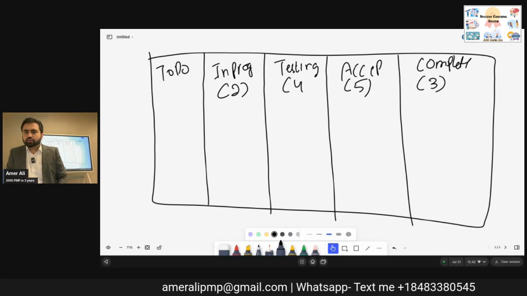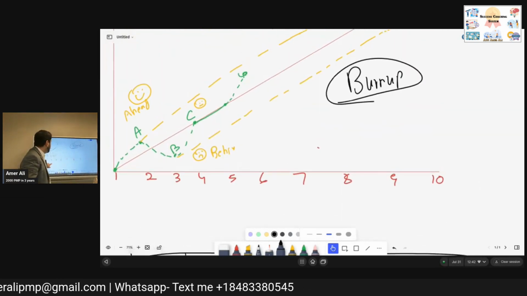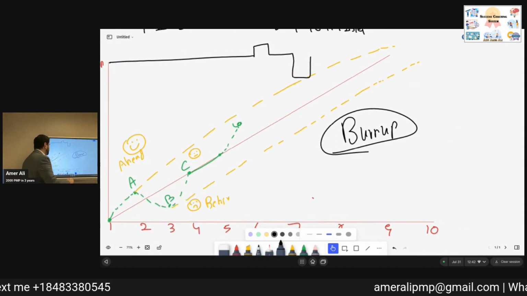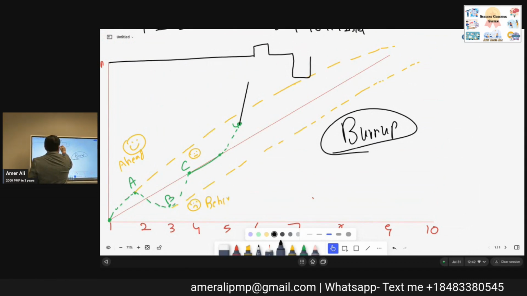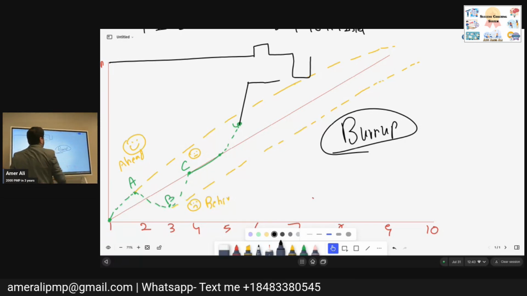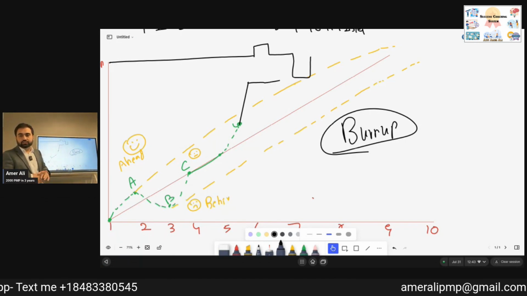So how would scope change show in the burn up? If you ask how scope change would show, suddenly the spike goes upward. Suddenly the spike goes upward, that shows that work has been added. That is how it will be shown. I hope that is okay with you.